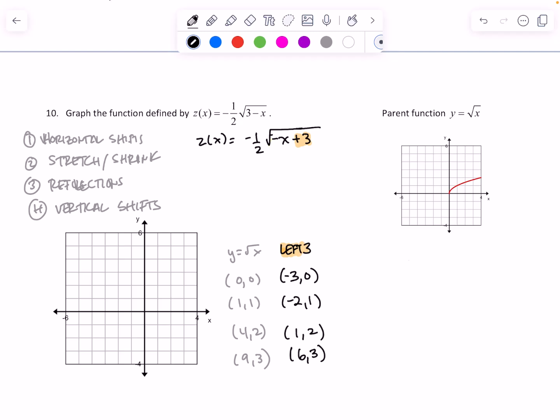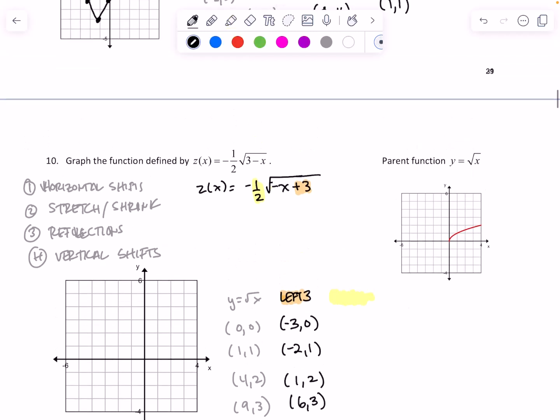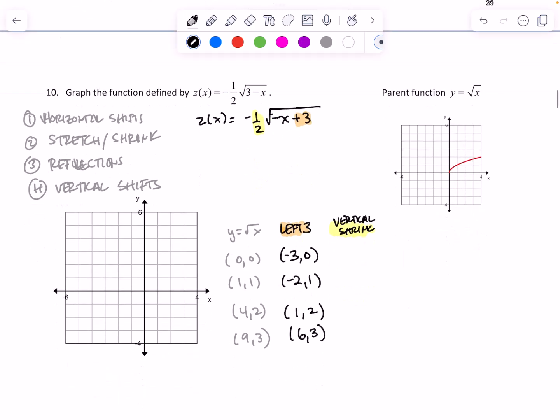So now we look for stretches or shrinks, and we can see we've got one right here, 1/2. That 1/2 is going to be a vertical. It's on the outside, so it's a vertical shrink. We're going to multiply y by 1/2 to figure that out. We're changing the y coordinate because it's on the outside. We're going to change it by a factor of 1/2. So all of our y's get changed by 1/2.